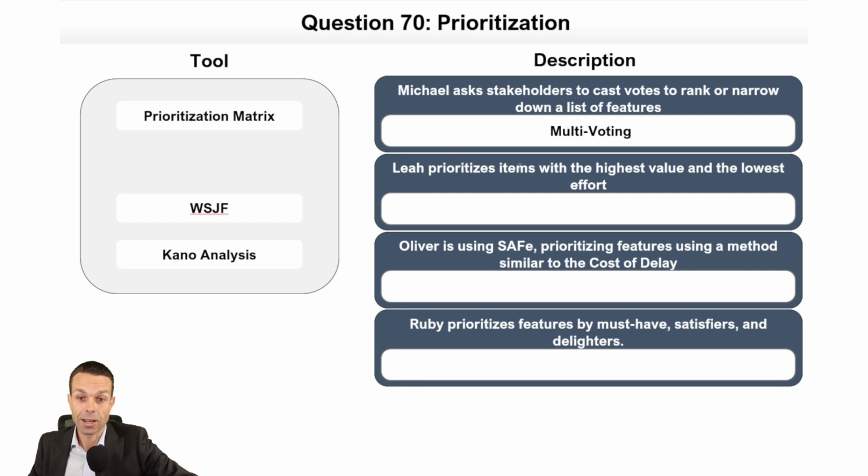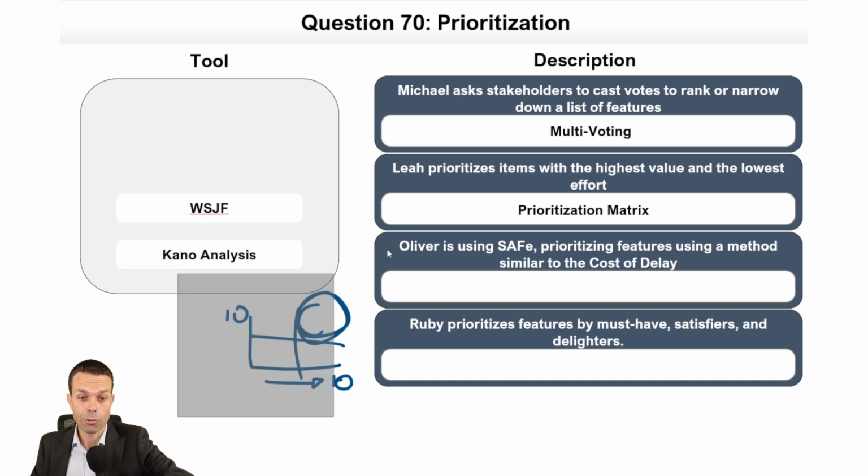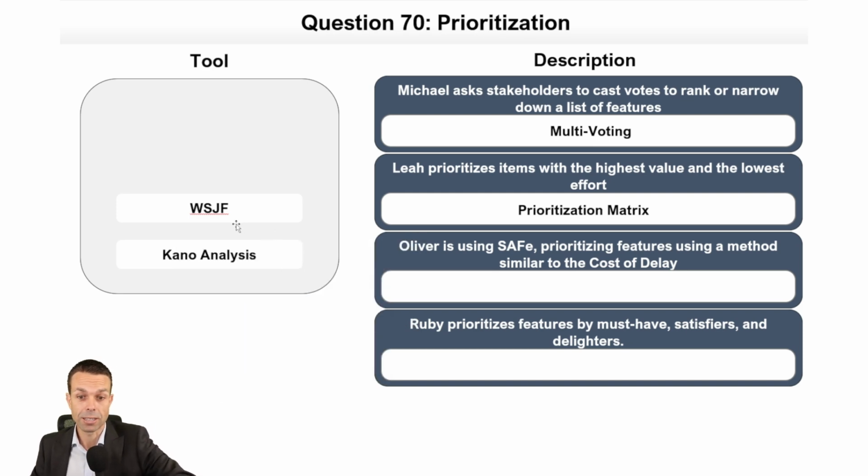Leah prioritizes items with the highest value and the lowest effort. That is our prioritization matrix. And that just looks the same as our other matrices. That is just like this, with the 1 to 10 of highest value and lowest effort. If it's low effort, we can put it as a 10. And we want to be doing the ones with the highest value and the lowest effort. Pretty simple and a good way to prioritize.